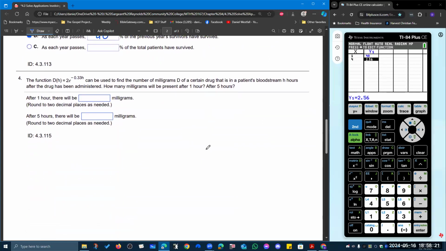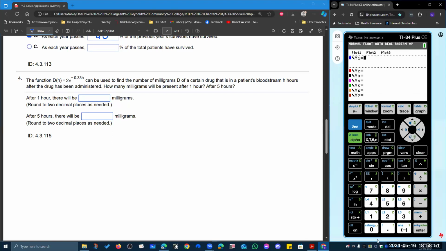And last question for this section. For this topic, the function capital D of h equals 2e to the negative 0.33h can be used to find the number of milligrams D of a certain drug that is in a patient's bloodstream h hours after the drug has been administered. How many milligrams will be present after 1 hour and then after 5 hours?